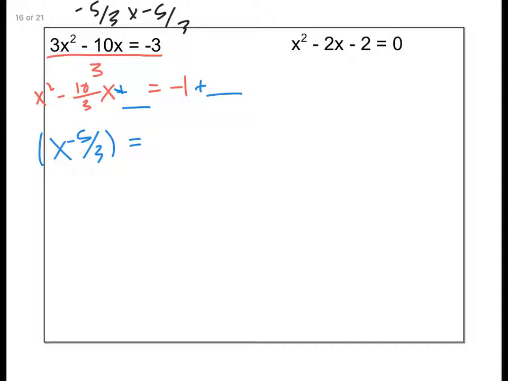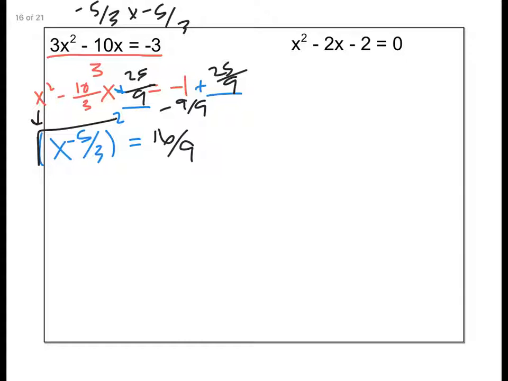So negative 5 times negative 5 is 25, and 3 times 3 is 9. So I'm going to add 25 ninths to each side. So the left side will turn into x minus 5 thirds squared. Right side, if I do negative 1 plus 25 ninths, that'd be the same as negative 9 over 9 plus 25 ninths, so 16 ninths.